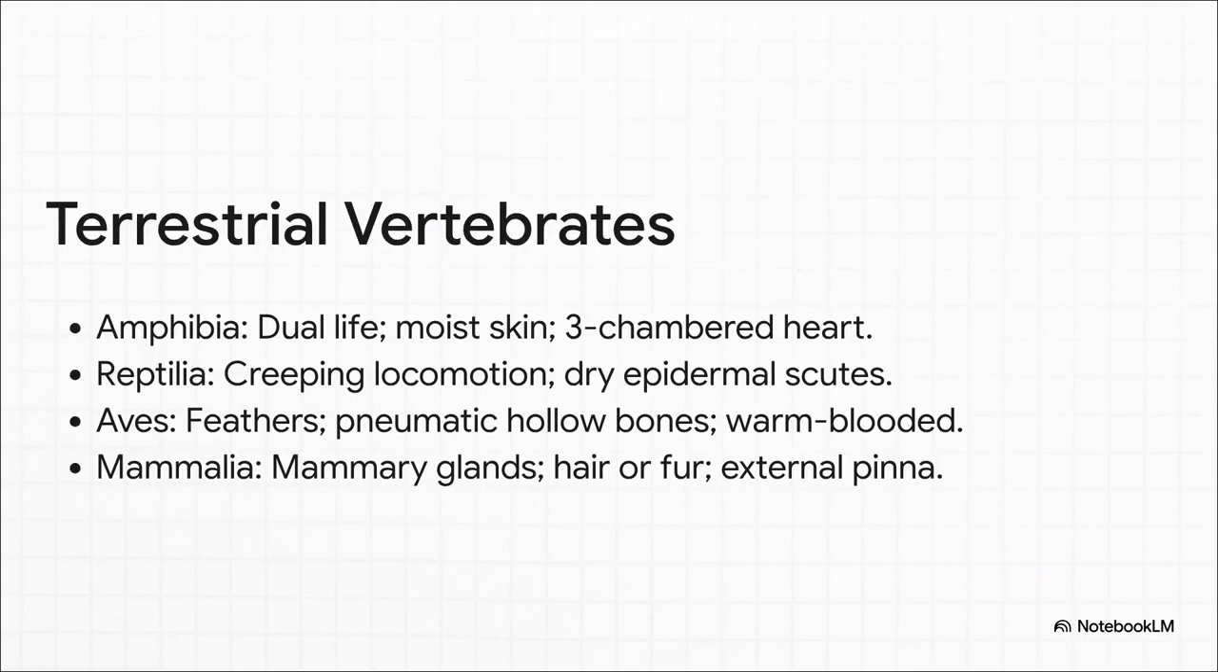Let's rapid-fire ascend the final branches of this vertebrate tree. Amphibians live a dual life, on land and in water, using their moist skin. Reptiles adapt fully to land with creeping locomotion and dry scutes. Aves, or birds, obviously take to the sky. They're warm-blooded and have evolved these incredible pneumatic, hollow bones to keep them super light for flight. And finally, Mammalia, defined by mammary glands to nourish their young, hair or fur, and external ears called pinna.